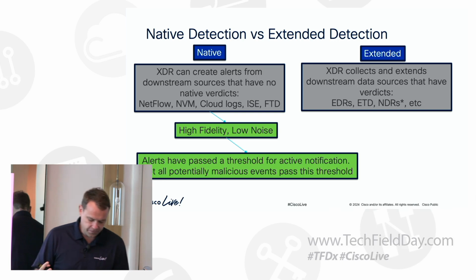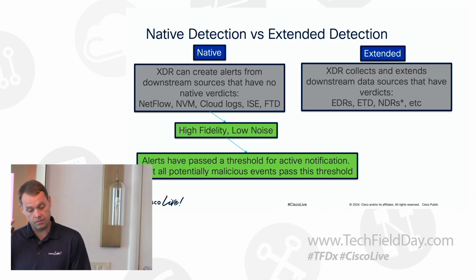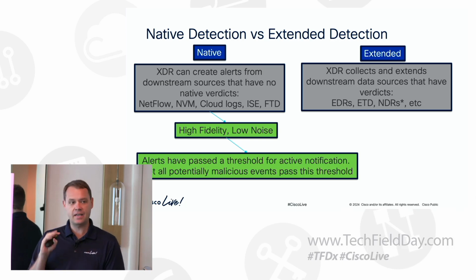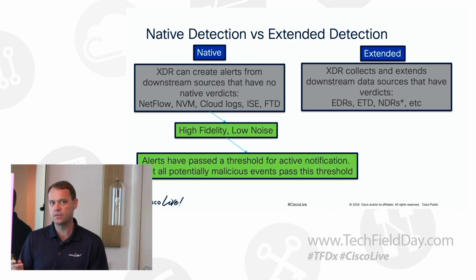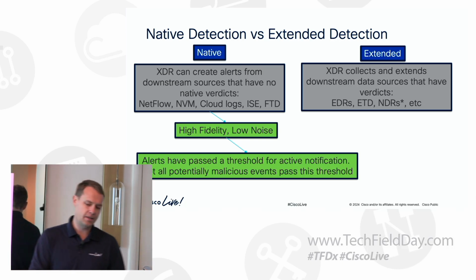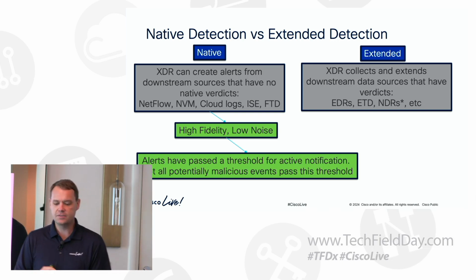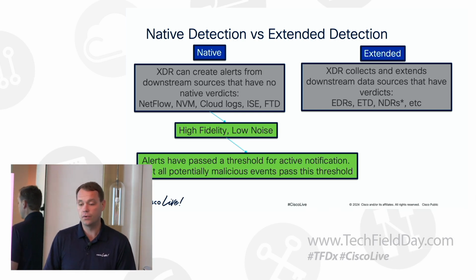Being actively notified, in a high fidelity, low noise way, means that not potentially every situation that is malicious actually passes that threshold. That's what the data is there for. It resides in the database. You can search for it. You can try to find it. But generally speaking, alerting is at a high fidelity, low noise.